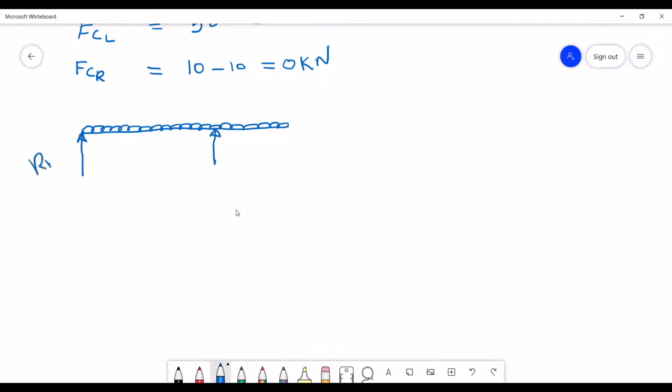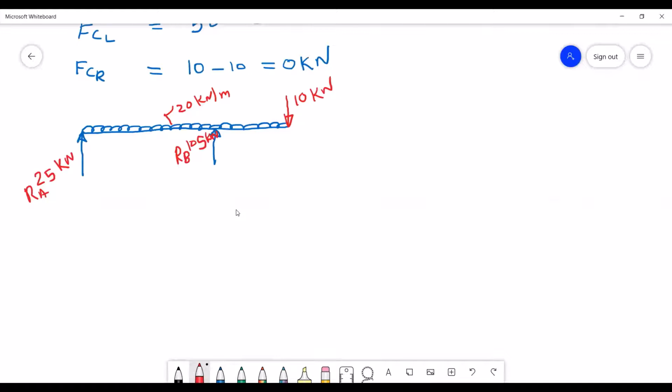Here we write RA, RB and all the other points. RA is 25 kilonewton and RB is 105 kilonewton. And this one is 20 kilonewton per meter, and here we have a point load of 10 kilonewton.